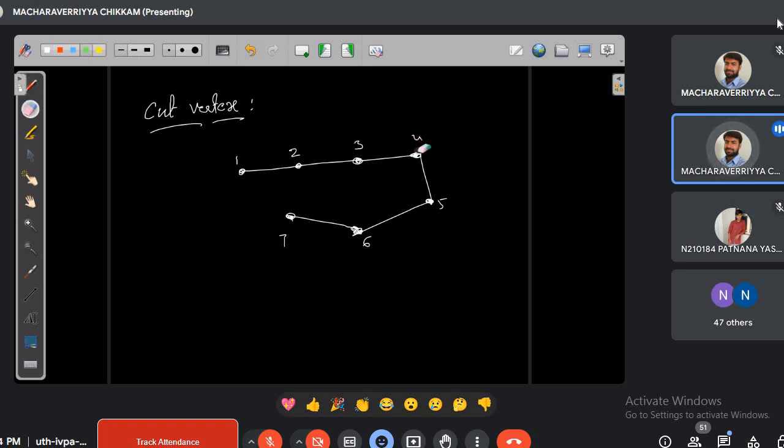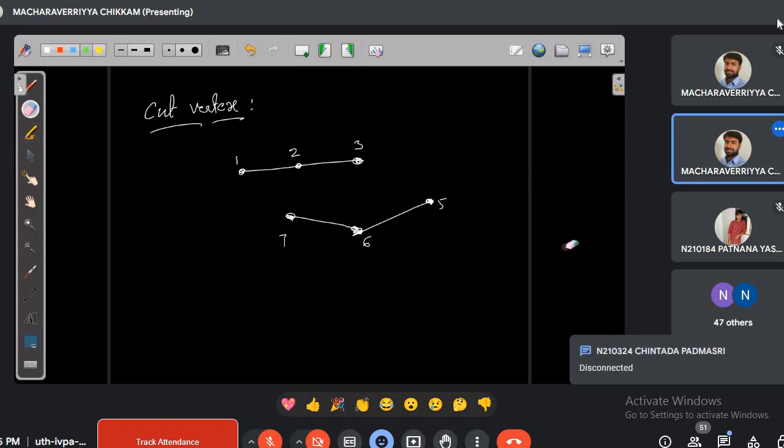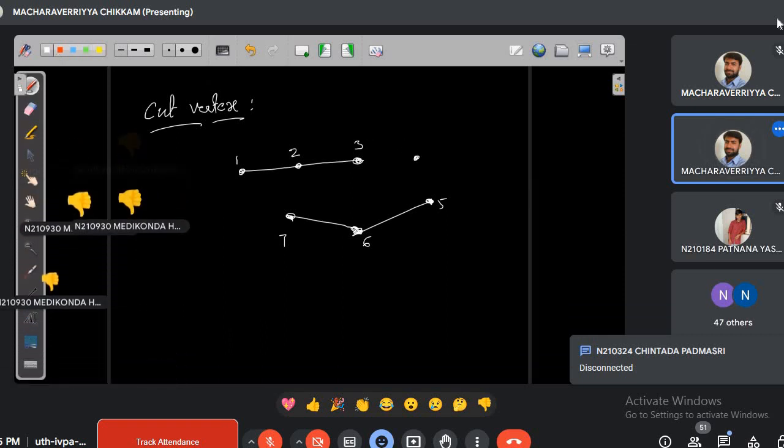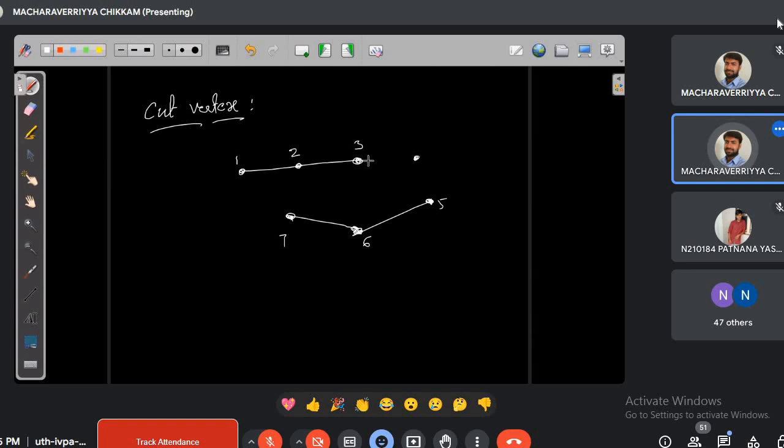Here, for example, if I want to remove this vertex 4, you need to remove the incident edges also, like this. So by removing the vertex 4, this is the graph we got. Now, is this graph connected or disconnected? This is disconnected, right? By removal of the vertex 4, we got a disconnected graph. Therefore, we can say that this vertex 4 is a cut vertex.